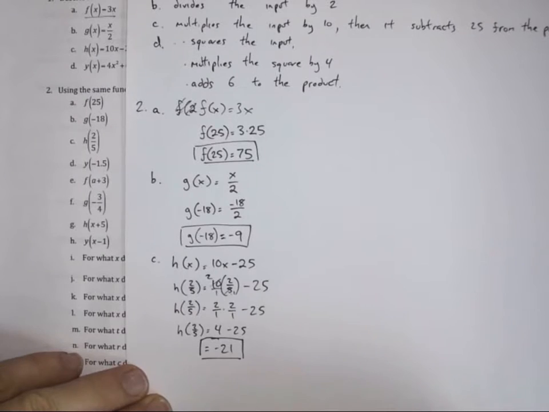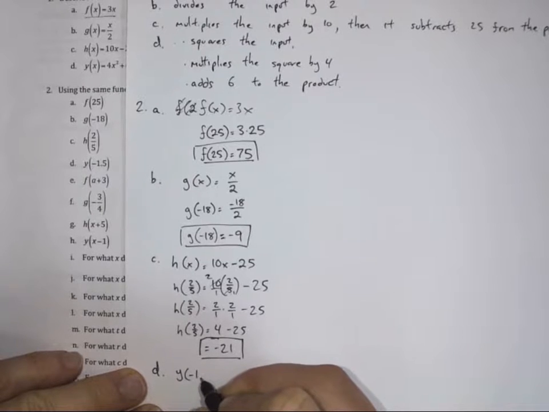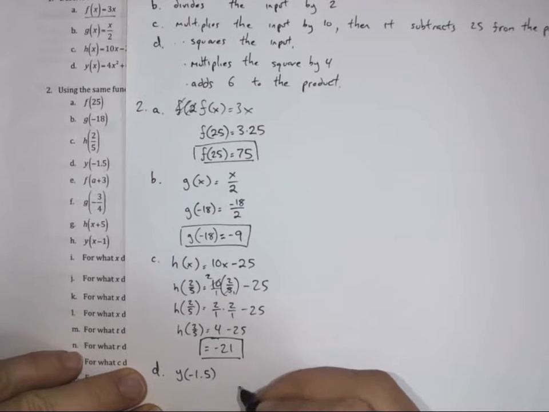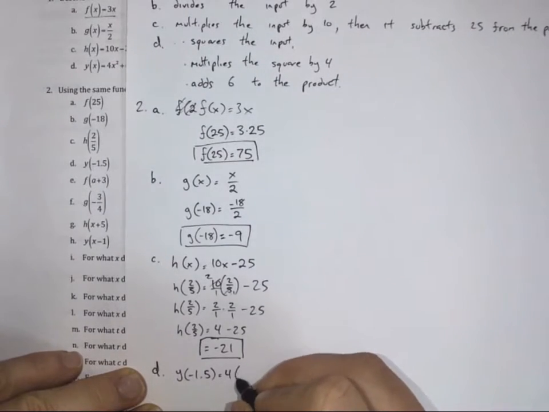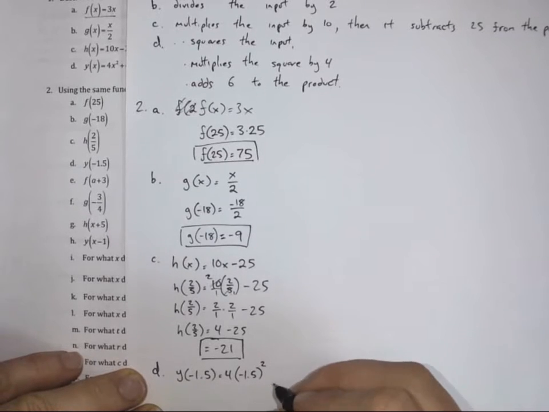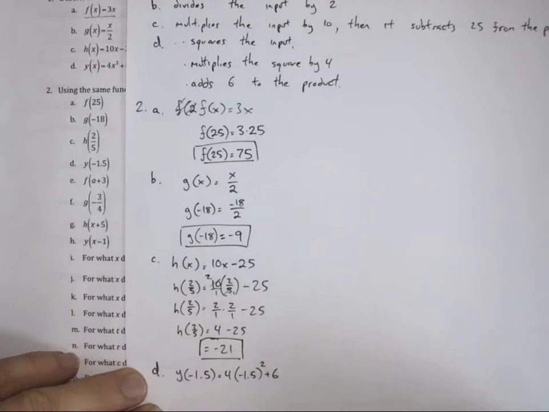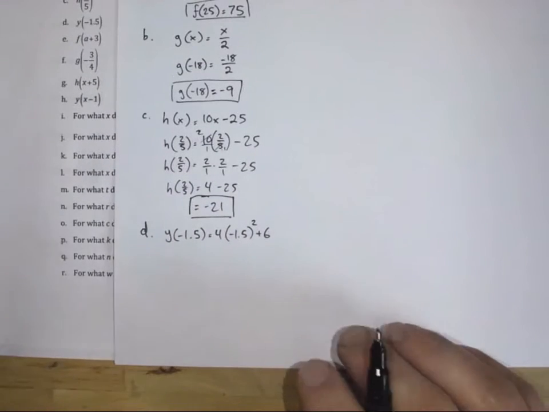All right. Moving on to D. Okay, we have the y function, y of negative 1.5. And the function says, oops, I usually was starting with the original function. Now, I guess I'll skip that this time. 4 times negative 1.5. We're going to square that value. We're going to add 6. Okay. So this question requires us to make a choice.